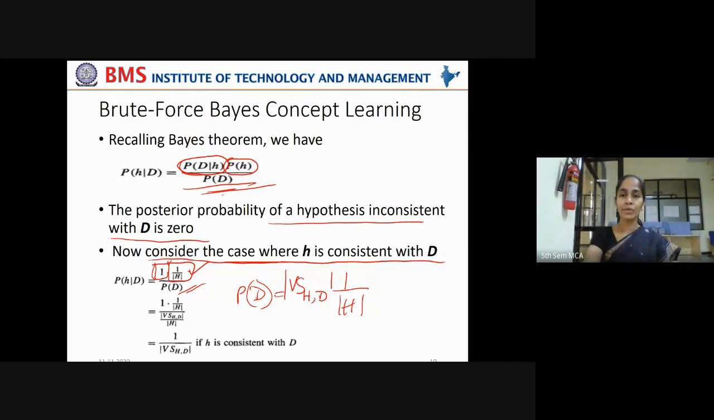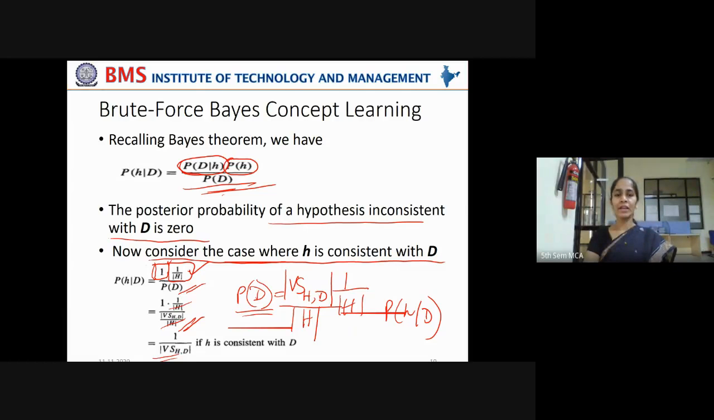You want to count now, divided by the number of hypotheses in the hypothesis space H. That will give you the probability of D, prior probability of D. Okay, so that you are substituting here. Now removing this denominator, you have the final posterior probability as 1 by the number of hypotheses in the version space which are consistent with the training examples D. That is our final posterior probability P of H given D.